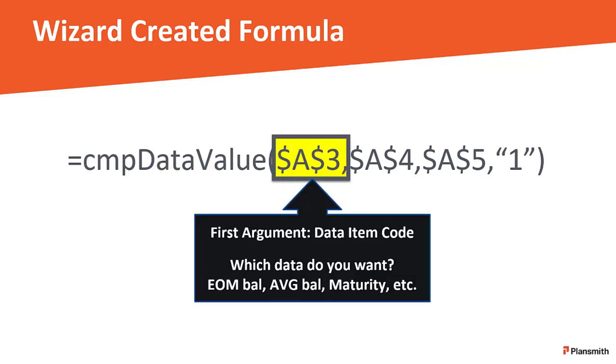The first argument in this function is the data type. You might be surprised to learn that there are several hundred types of data that are available to you from Compass, and that means several hundred codes that are way too difficult to memorize.